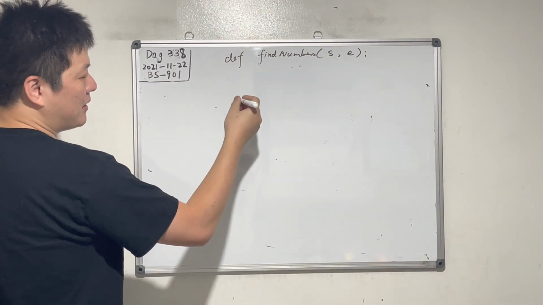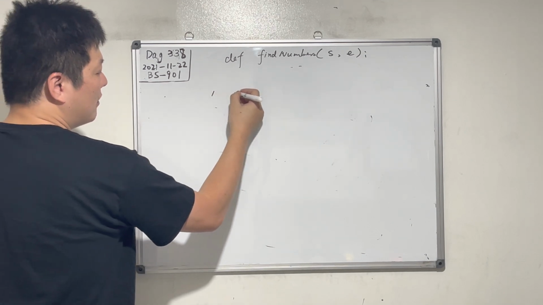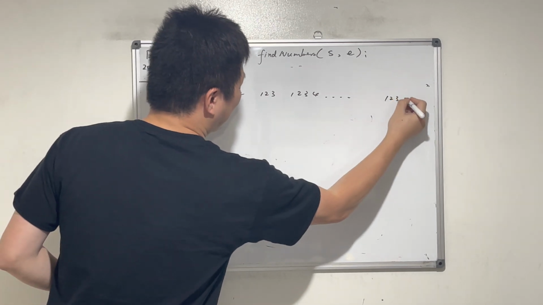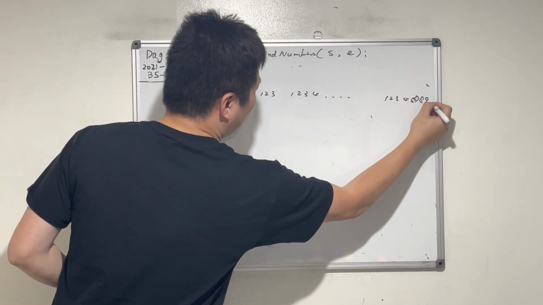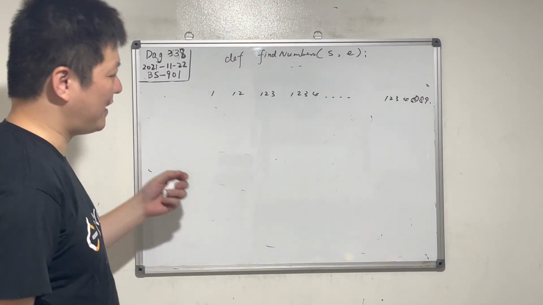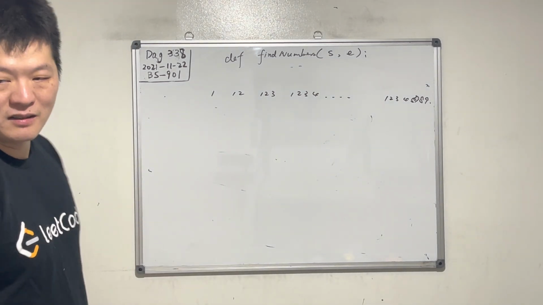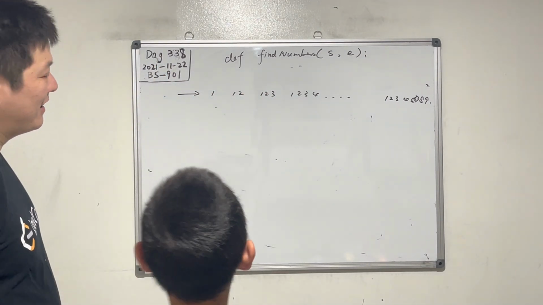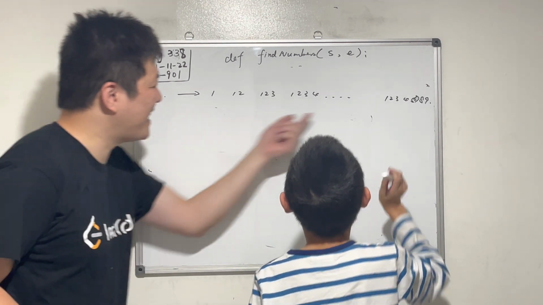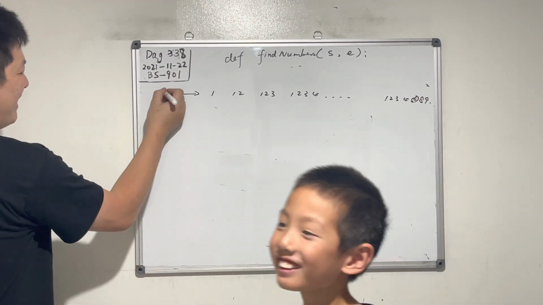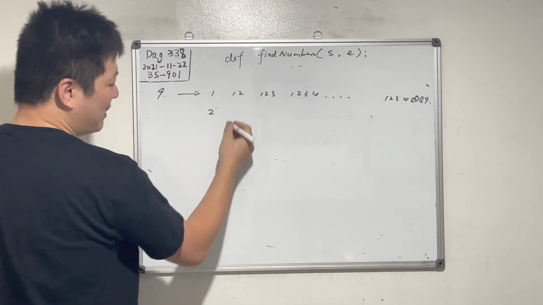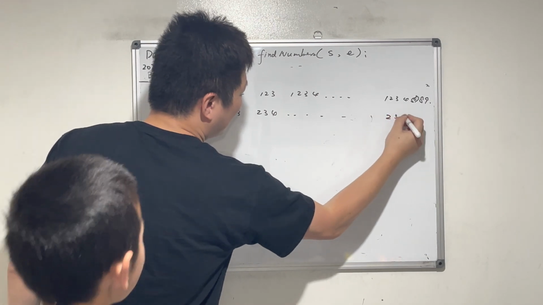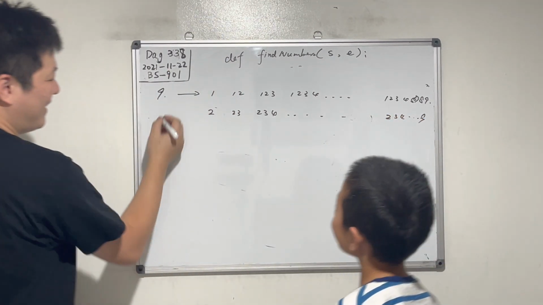Can you give me the numbers that start with 1? 1, 1 2, 1 2 3, 1 2 3 4, and then up to 1 2 3 4 5 6 7 8 9, which is the biggest. How many numbers are there? The last number is what? 9, yeah. Okay, so start with 2. 2 3, 2 3 4, 2 3 5. How many? 8. Okay.